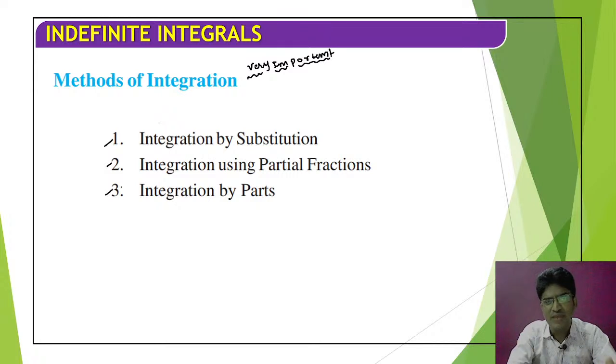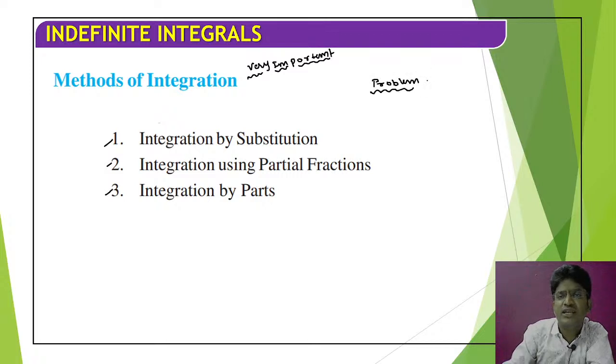Sometimes a single problem needs all three methods, or it may need the first and second method, or only one of them. Clear? That's why you have to be perfect with all three methods. In problem 1 you may use substitution, in problem 2 you may use partial fractions, in problem 3 you may use by parts.